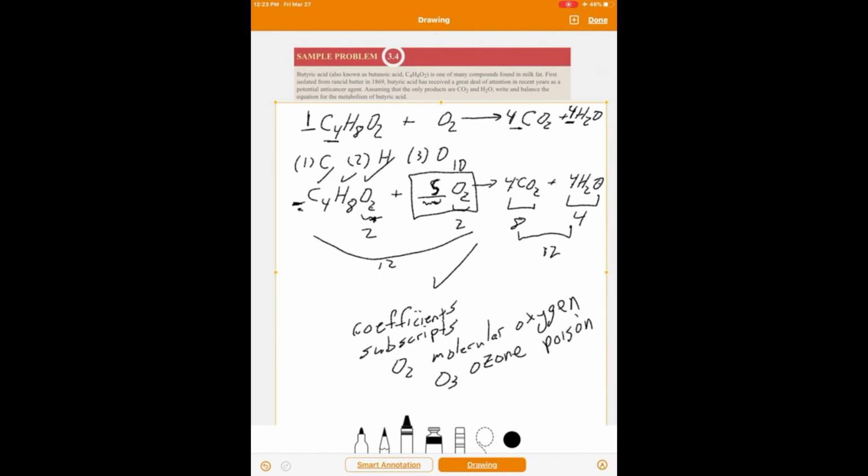So the reason that we don't change the numbers that are subscripts is because the subscripts change the chemical material that you're dealing with, and we don't really have full control over that. We can't balance it by saying, oh, we'll just turn it into ozone, because we don't have the ability to change the oxygen that's in the air into ozone to run this reaction. Okay? So there you go. There's a nice practice problem, sample problem 3.4. Of course, try the A and B and the checkpoints for this type of problem.